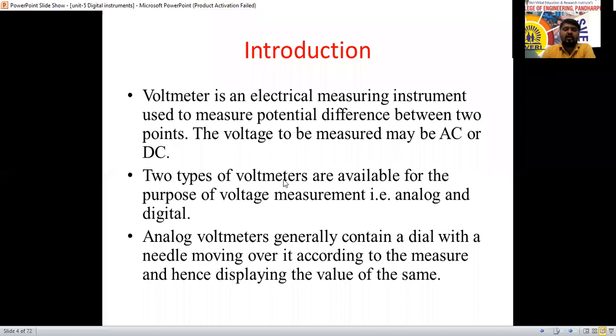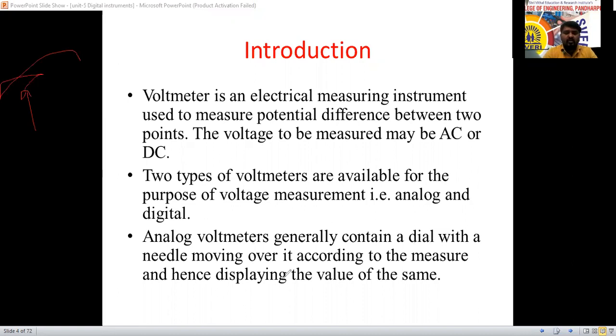So there are two types of voltmeters: one is analog, another one is digital voltmeters. Analog voltmeters generally contain a dial. Analog voltmeter means, I have taken the example of that one. It has one dial, and the pointer is going to indicate the value over there.